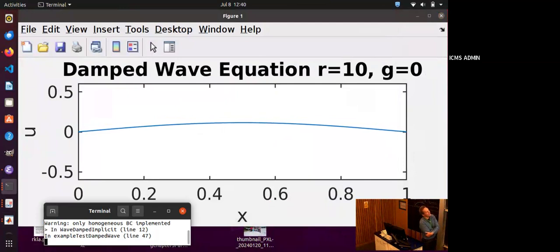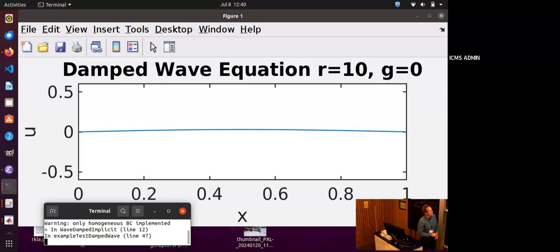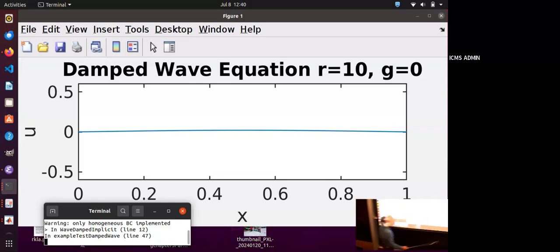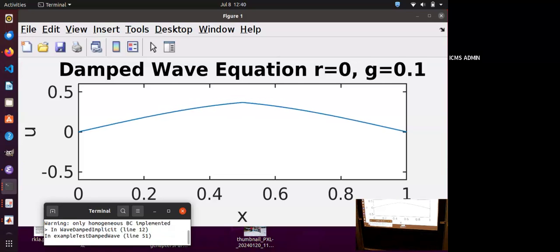So this is called overdamping. The string basically doesn't oscillate anymore. It's just exponentially decaying to 0. So here Parareal works very well, but not much is left of the hyperbolic nature of the problem. So this was 10, no viscoelastic damping. So let's look at the viscoelastic damping case that worked well with Parareal, so 0.1.